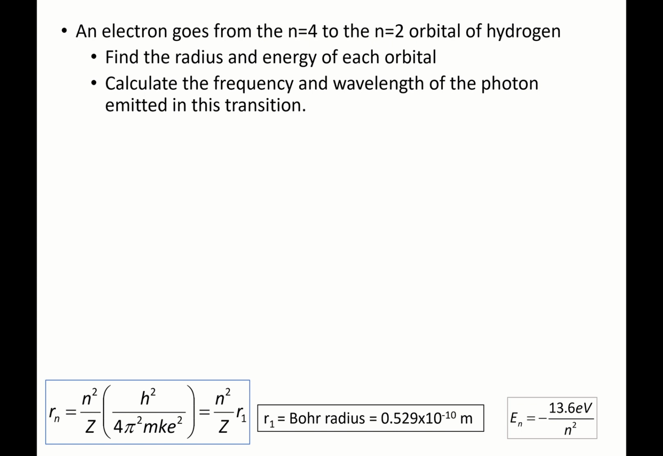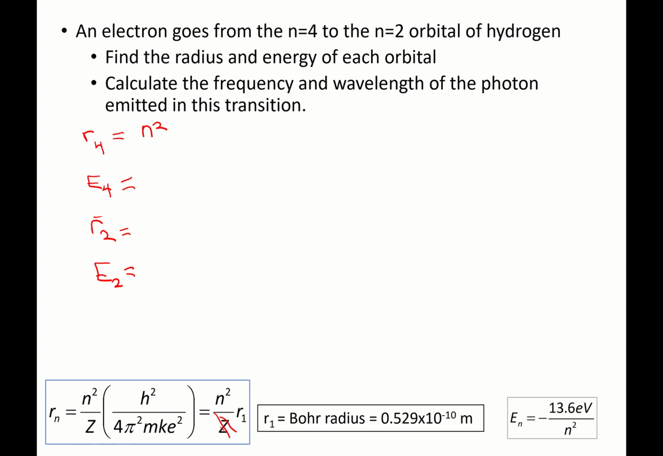So if an electron goes from the n equals 4 to the n equals 2 orbital of hydrogen, first of all, let's find the energy and the radius for each orbital. So we want to find the radius of the fourth orbital and the energy of the fourth orbital. We want to find the radius of the second orbital and the energy of the second orbital. So you can just use the equation. So Rn is n squared over Z.